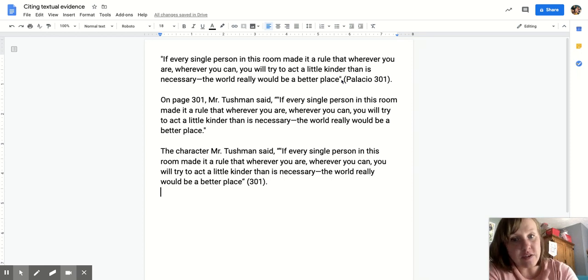So the character Mr. Tushman said, or the author so-and-so said, and then at the very end, if you notice, there's no period yet, but you put your ending quotation marks, and then in parentheses right after that, before your period, you put your page number.